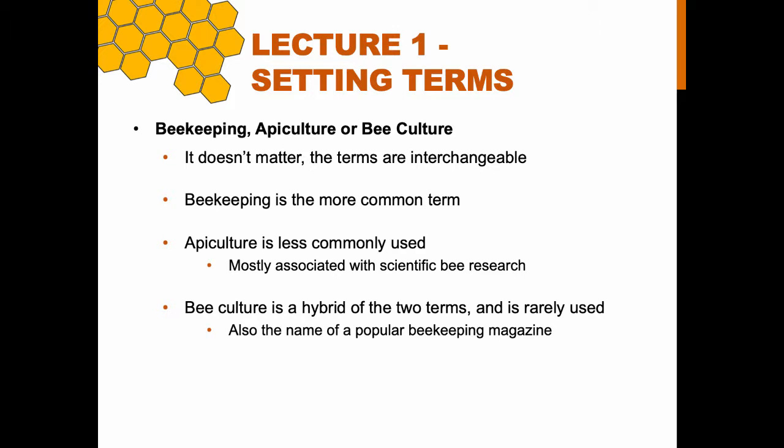Apiculture is not as commonly used, but you'll hear it commonly in scientific publications. Apiculture is the more scientific name, so you'll hear that a fair bit. And then bee culture is just a hybrid of those two terms. It's not used very often, but you will see it every once in a while. It's also the name of a really popular beekeeping magazine. As popular as beekeeping magazines get. But point being, I wanted to make sure that if you came across these terms, you'd be aware that bee culture is not substantially different from beekeeping or from apiculture. They're all just the same thing.